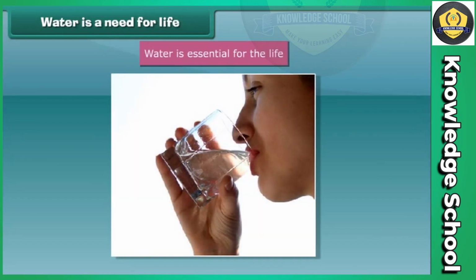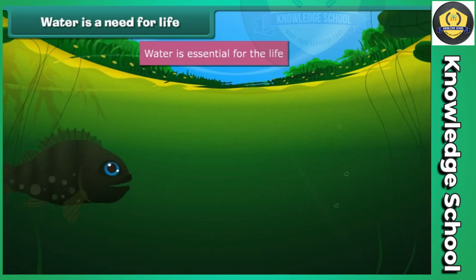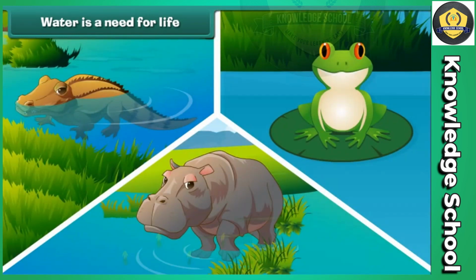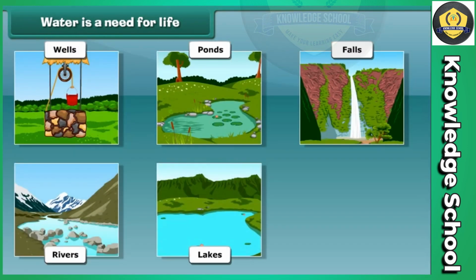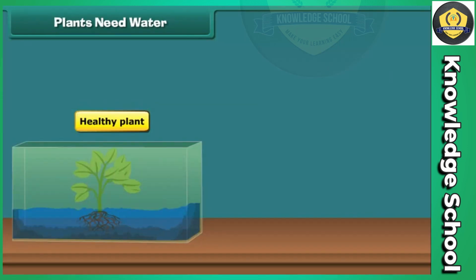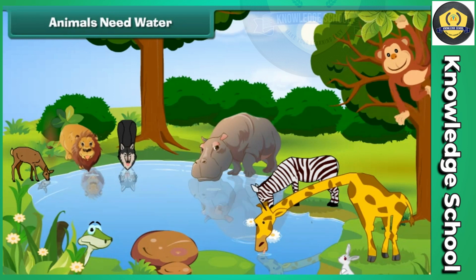Is it possible that we remain alive without drinking water? Can fishes remain alive without water? No, we all cannot survive without it. So, water is essential for existence of living beings. We find water in wells, ponds, falls, rivers, lakes, and seas. Not only animals, but plants also need water for survival. Otherwise, they will dry up. Do you know the fact that animals also feel thirsty like us? Without water, they also cannot live.